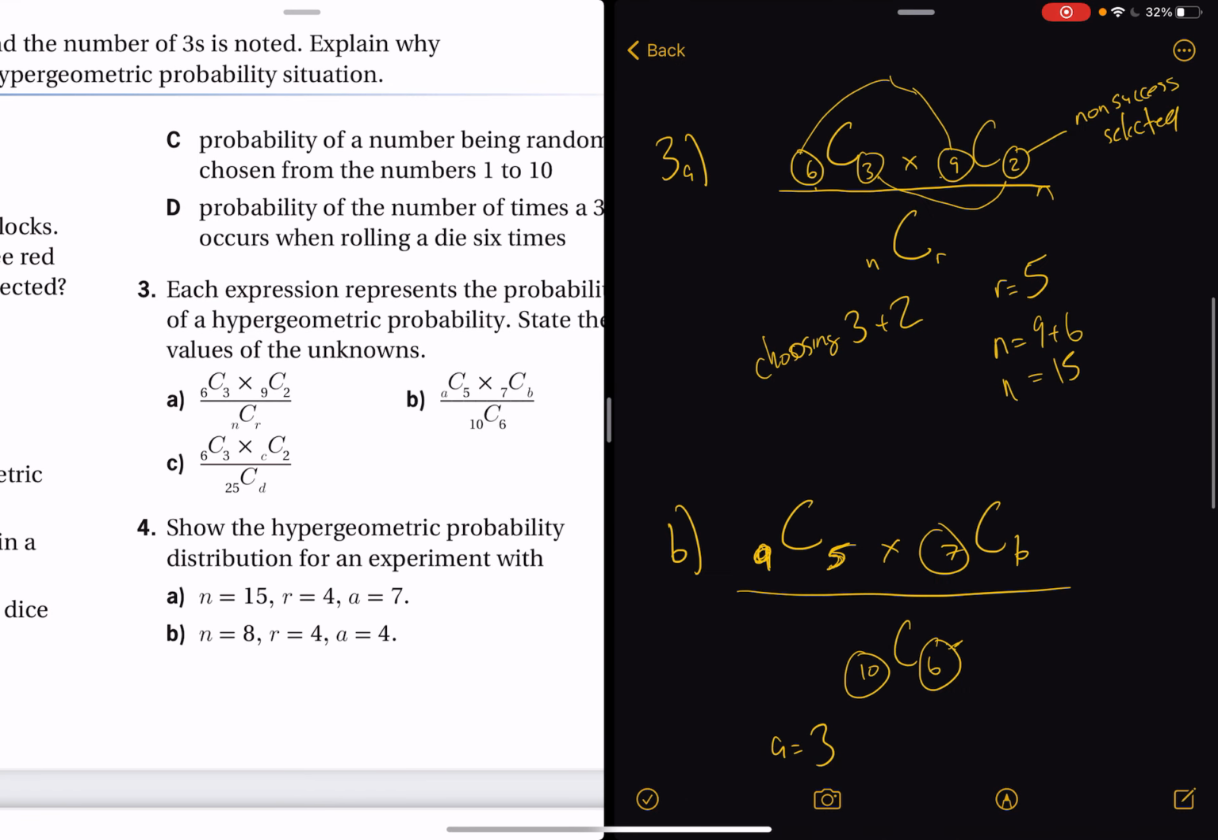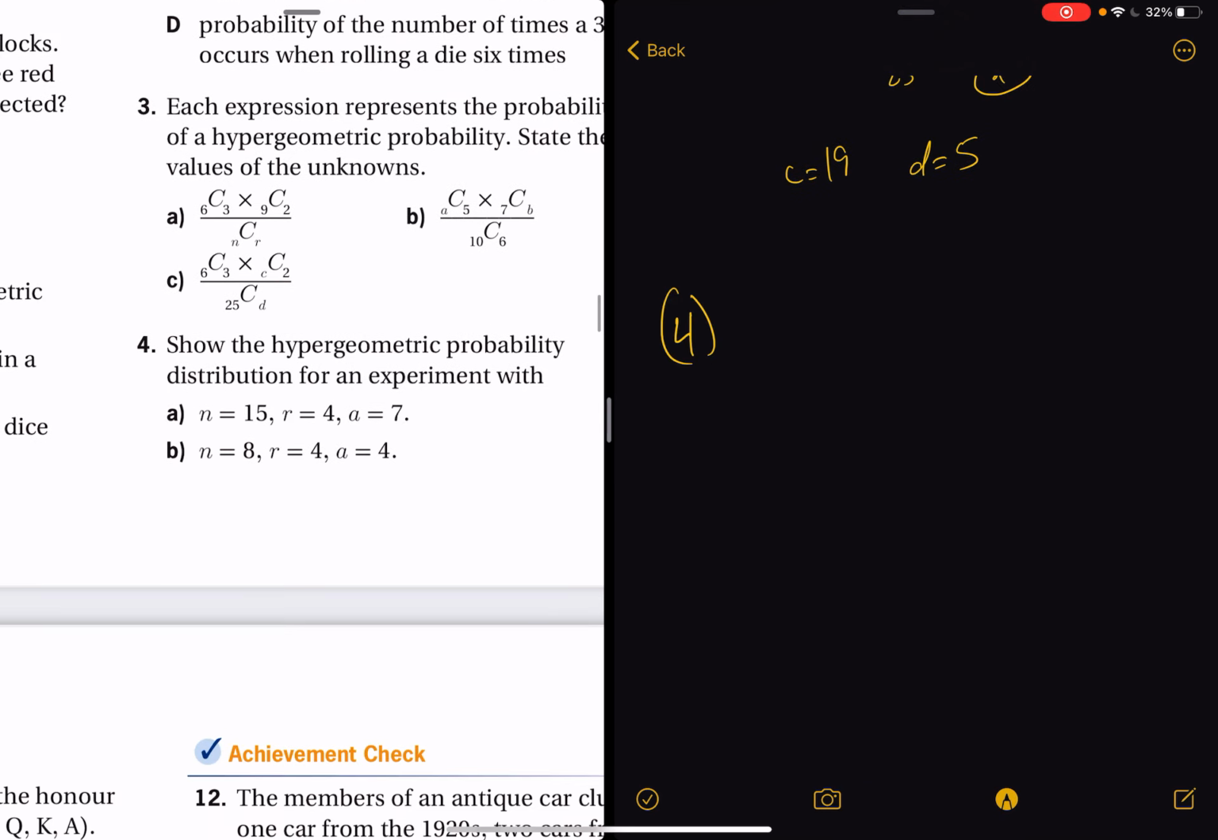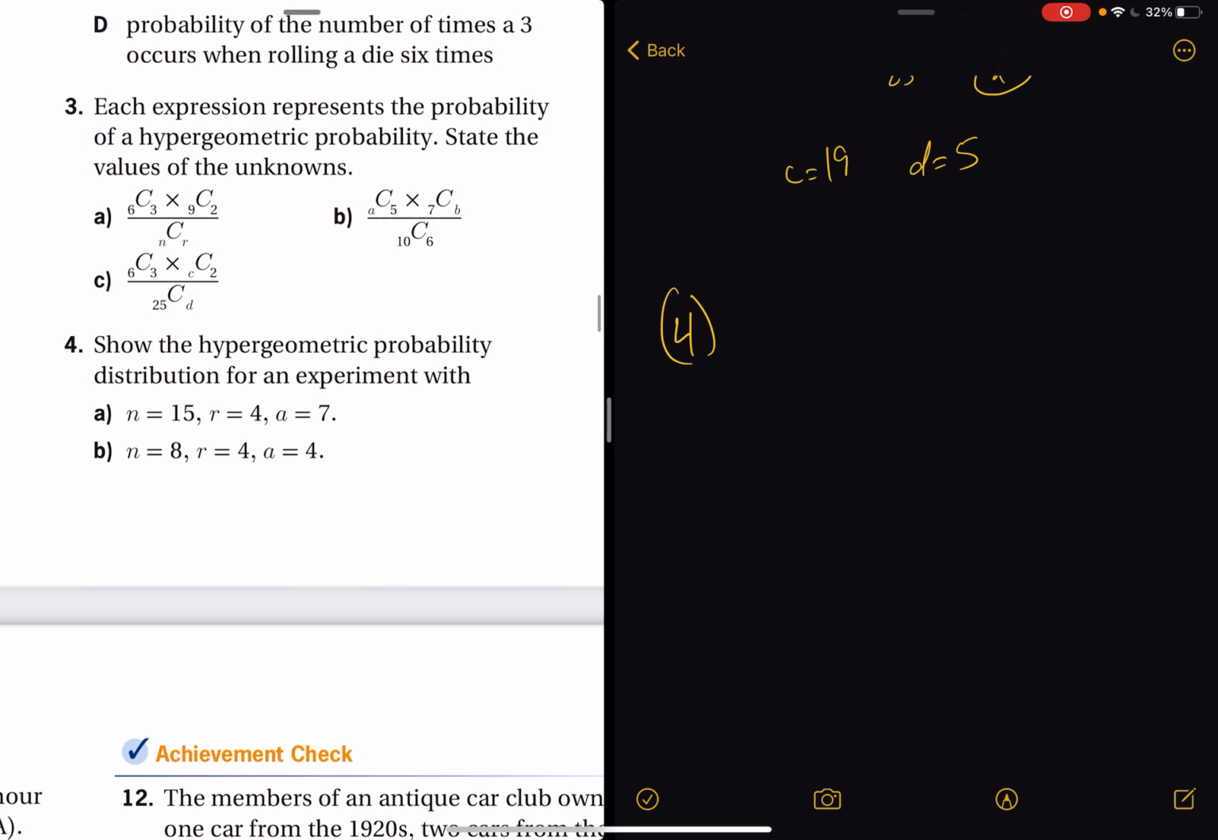Let's see, what else is there? Question 4. Question 4 is assigned. Show the hypergeometric probability distribution for experiment with. Okay, so that's pretty easy. A, we just apply the formula. N equals 15, trials equals 4, and available successes equals 7. Right, so how do we do this? P of, well, what's X? Oh, I have to do the full distribution. This requires a lot of work. So I'll do a few, and then hopefully you'll know how to do it.